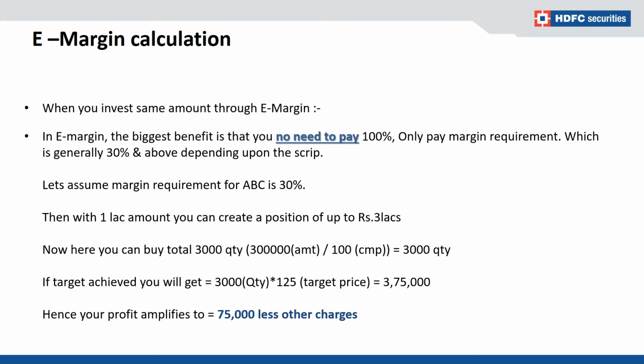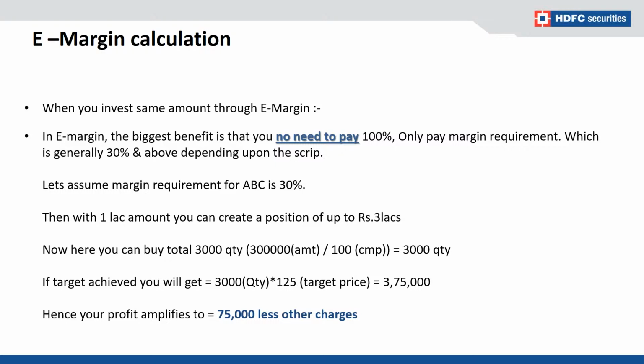The entire profit will be credited to the client's account, minus the brokerage, minus the interest, as I said earlier. When we talk about E-margin, it is very important for our customers to know the success rate, how many calls have we issued, how much returns they have gained, and what is the average holding period for customers.